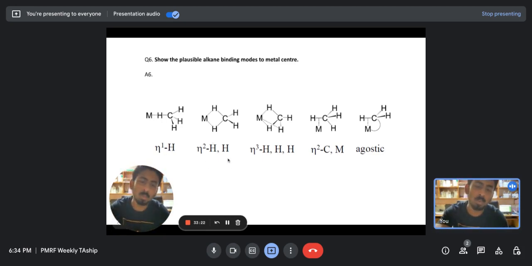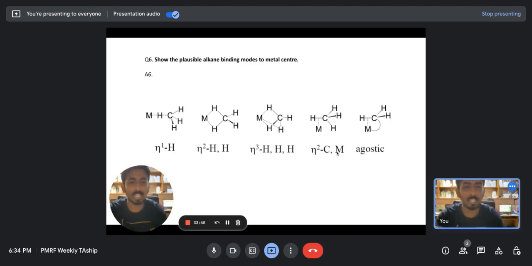Then it is the eta 2 HH mode, where two hydrogen atoms are bound or interacting with the metal center, and the other two hydrogens are spectators here. Then the eta 3 mode, where three of the hydrogens of the carbon are interacting with the metal center. You can see 1, 2, 3, and one is a spectator. It's not doing anything, it's just sitting there.